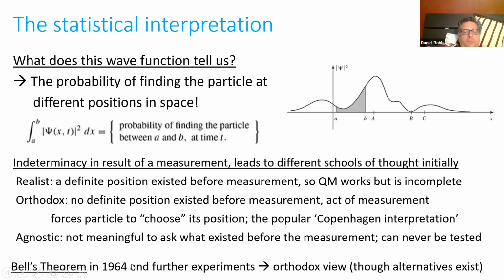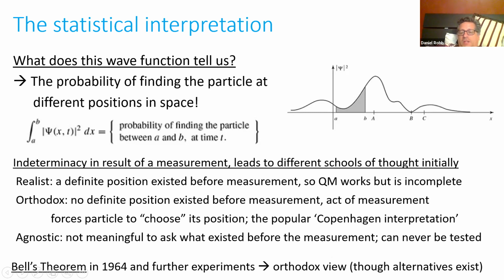And Bell's theorem and further experiments which tested it actually implied or supported only the orthodox view that no definite position existed before the measurement. It was able to largely rule out the realist position that a definite position existed before the measurement in a very, very clever and interesting way. So the orthodox view, the Copenhagen interpretation, is the view that most physicists hold today.